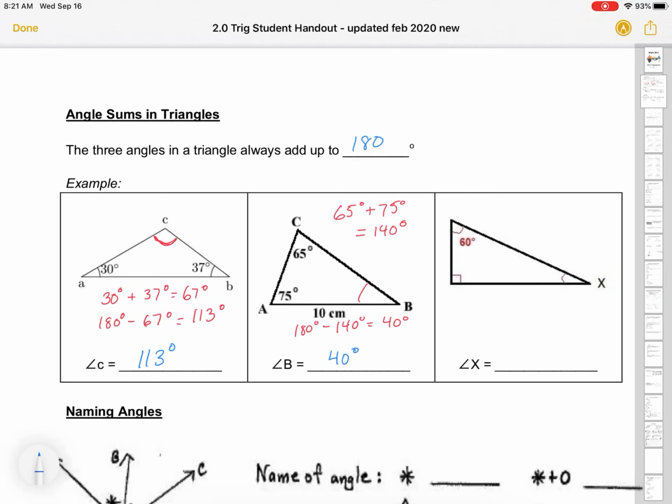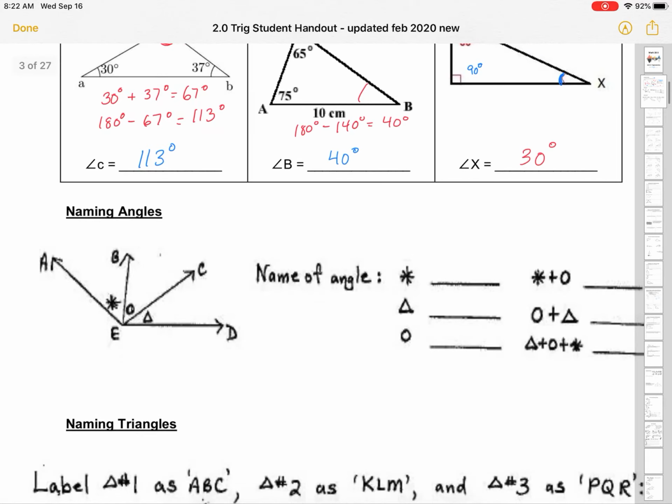Okay. Now in this one, the third triangle, I have 60 degrees. I have a square in the corner, and a square in the corner means 90 degrees. So I'm looking for angle X. So 60 plus 90 equals 150. 180 minus 150 equals 30 degrees. So my angle X is 30 degrees. So we can use those angle relationships to find missing angles.